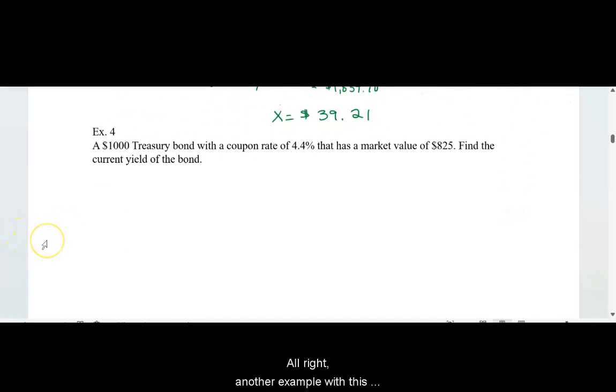All right, another example. With this one, we have a $1,000 treasury bond that has a coupon rate of 4.4% and a market value of $8.25. Find the current yield of the bond. Here's the thing with these problems. You have to figure out what all the variables are.